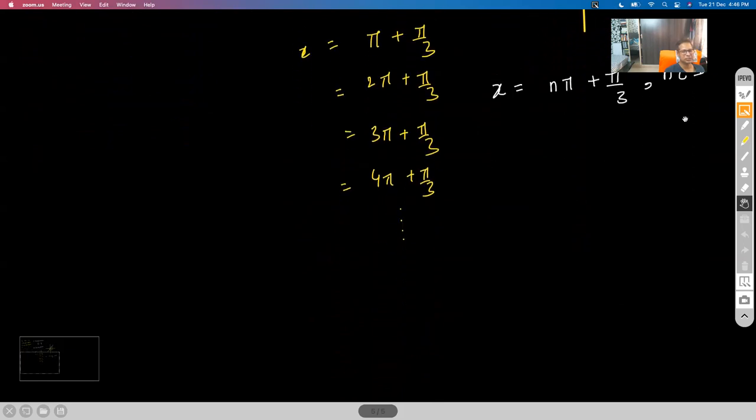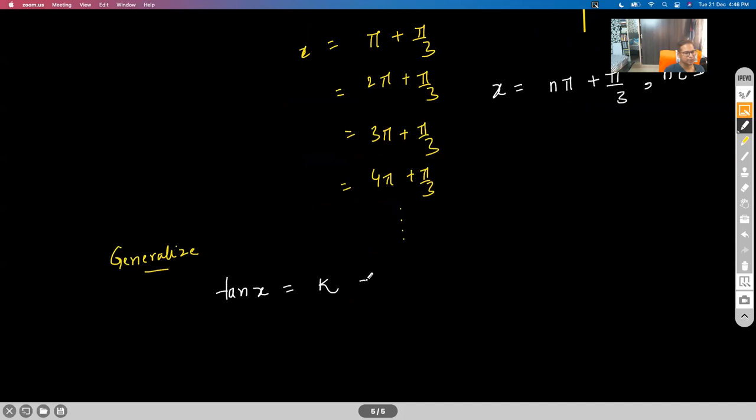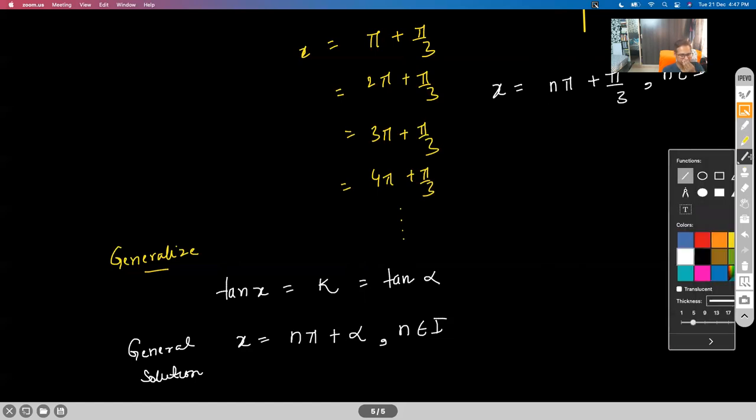So now, since you all have understood this concept, let me save your and my time by jumping to the generalization of this particular equation. So in order to find the general solution of tan x equal to k kind of an equation, where k could be written as tan alpha. Now, many people ask me, sir, what if I'm not able to figure out an alpha for which k is tan alpha? Then what do we do in that case? So nothing to worry. I'll tell you the solution for that also. So the general solution for this will be x equal to n pi plus alpha, where n is an integer. Note this down.